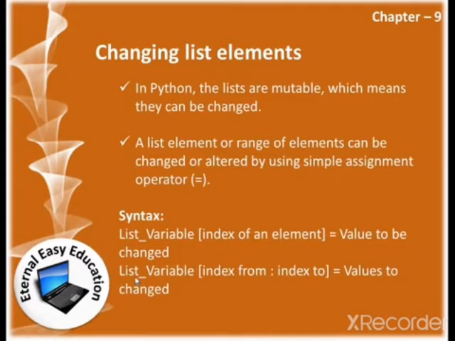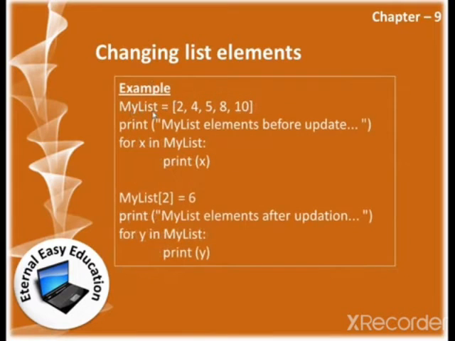The next syntax is list variable name, within the square brackets we have to say the range, starting from which place to which place the values are to be changed. See the example. My list is 2, 4, 5, 8, 10. My list elements before update. For x in my list. I hope you remember this. So a for loop can be used to fetch the elements in a list one by one. So print x. What will be the output? It will print 2, 4, 5, 8, 10.